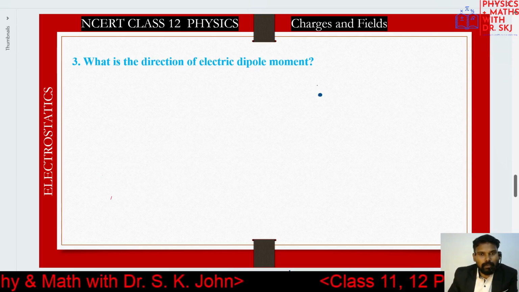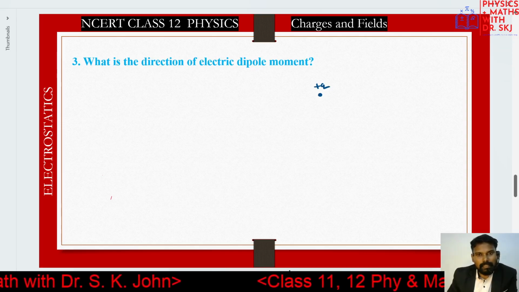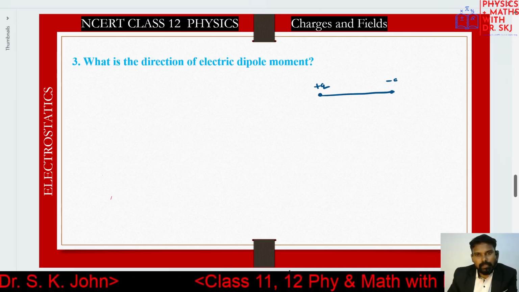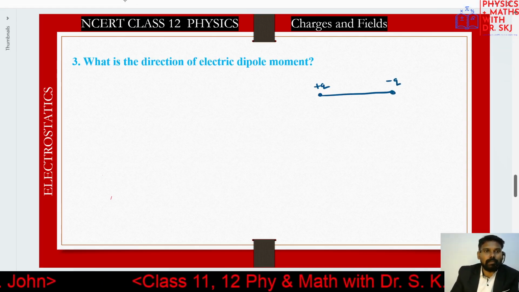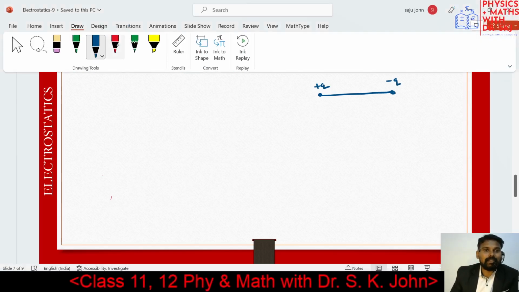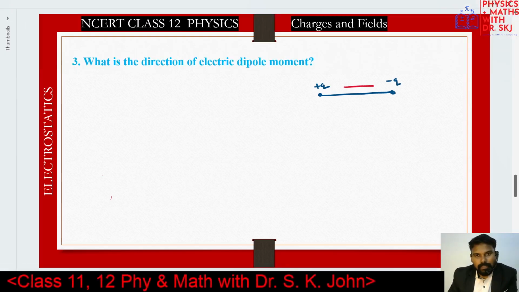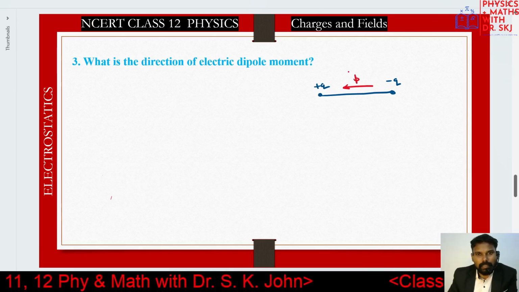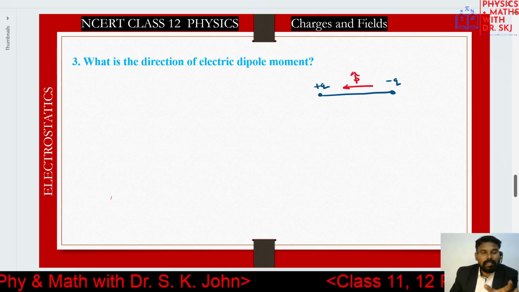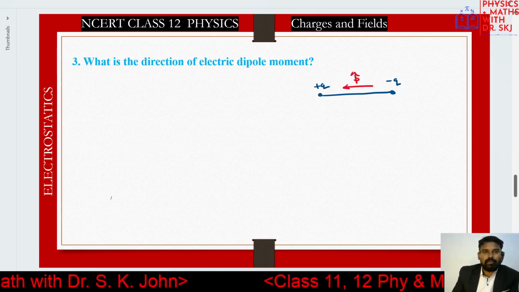In electric dipole moment, there is a positive charge as well as a negative charge, minus q charge. The direction of electric dipole moment is from the negative charge to the positive charge. This is the direction of electric dipole moment, that p cap vector. That p cap vector is from negative to positive.